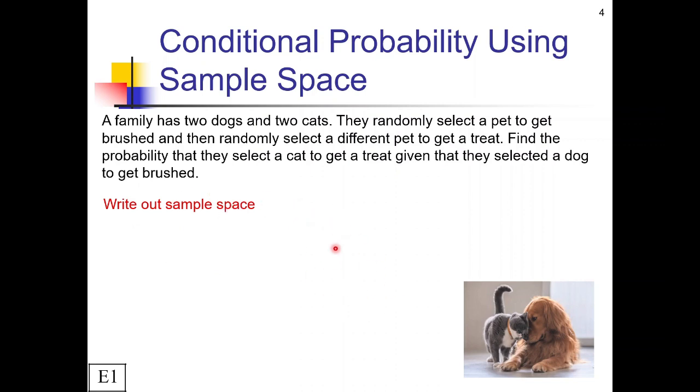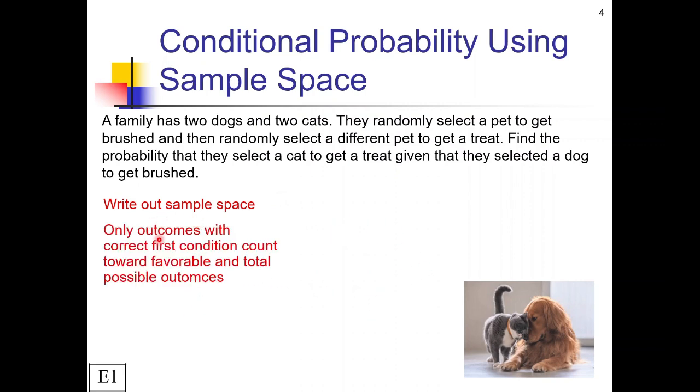Once you've got your whole sample space, with all the different combinations written out, only the outcomes with the correct first condition, which is that they picked a dog first, are going to count toward our favorable and total possible outcomes. With that said, pause the video and see if you can write out that sample space and figure out the probability based off of that.